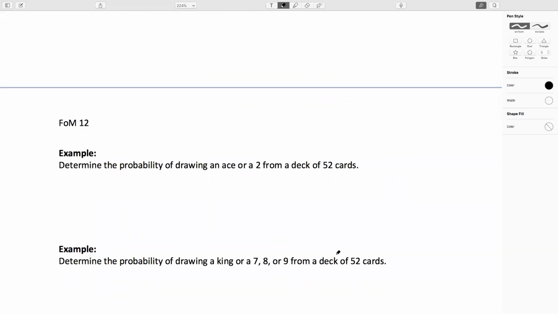So let's go through a few examples. Let's talk about determining the probability of drawing an ace or a 2 from a deck of 52 cards. Most of these we're going to start by drawing a Venn diagram. Some of them we won't, but that's a good starting point for a lot of these. So an ace or a 2, well, we draw the Venn diagram. Oh, I don't know why it decided to make it a weird octagon shape.